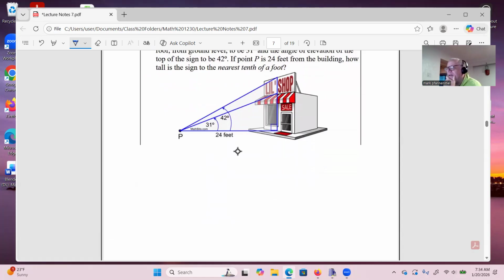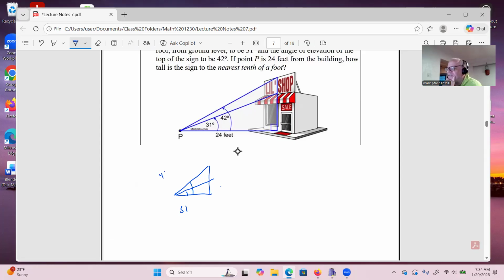So here we go. Again, this is going to be a tangent, because if I draw this out, we have a problem that looks something like this. We have our 31 degrees, and we have to figure out what this height is, and then we can figure out this piece here.